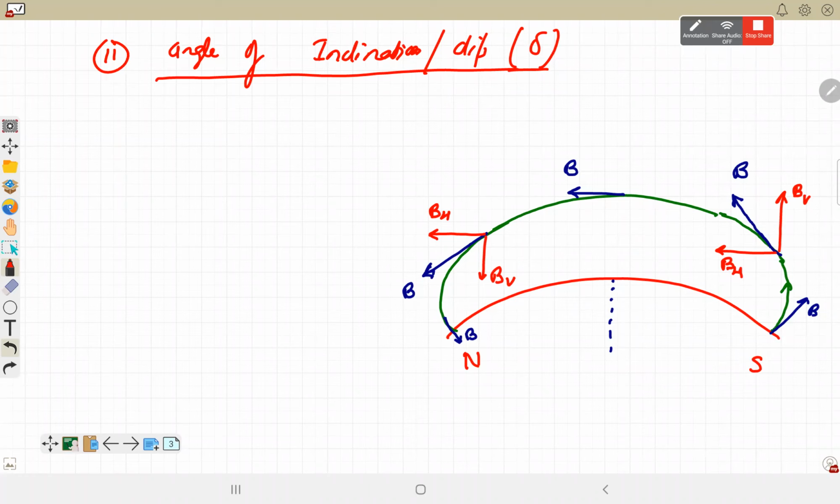At the poles where the magnetic field starts, there is no horizontal component. So all of the magnetic field is in the vertical direction only. At the equator, all of the magnetic field is in the form of horizontal component. Vertical component is zero. Right?